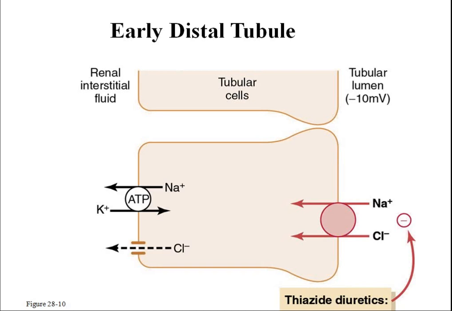And if this channel is also blocked, again, the concentration of these ions will increase in the tubular lumen, again leading to more water and more excretion of water also. So these substances which act here to block this particular channel are classified as thiazide diuretics. Okay, so these sodium chloride co-transporters are the main channels present in the early distal portions of the tubules.